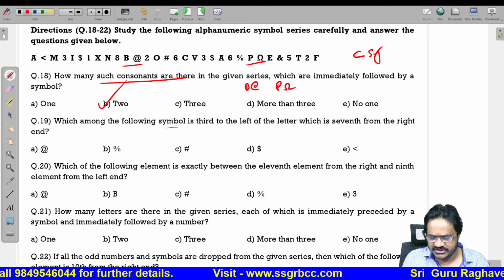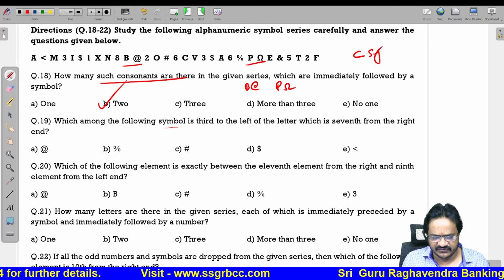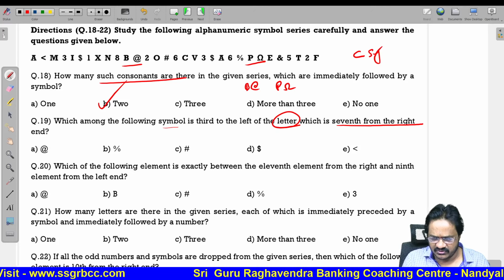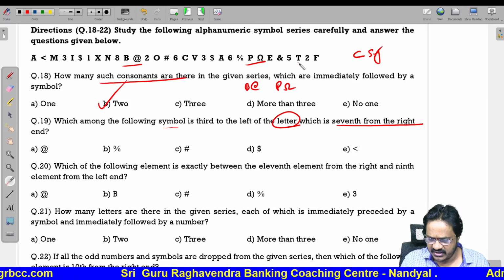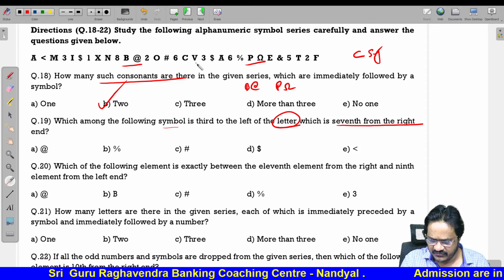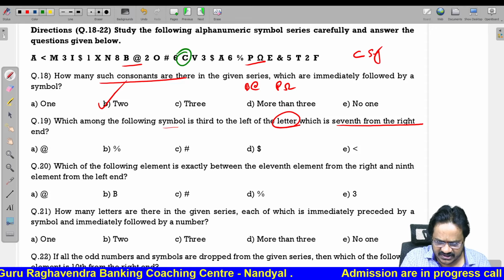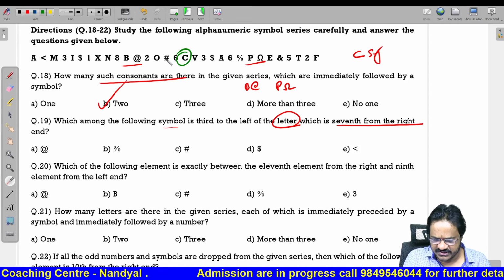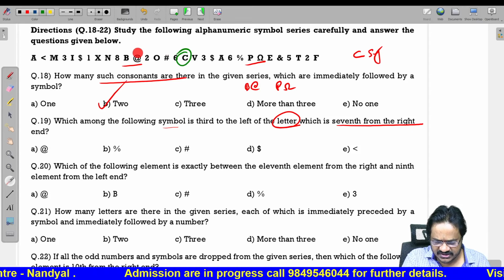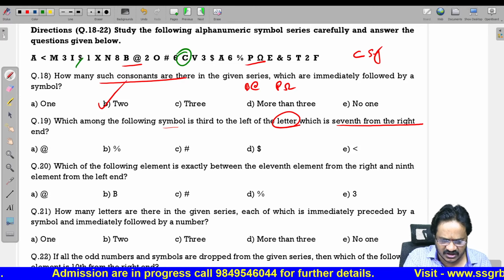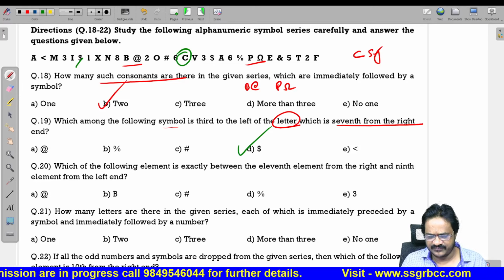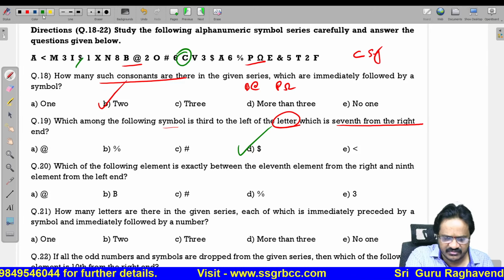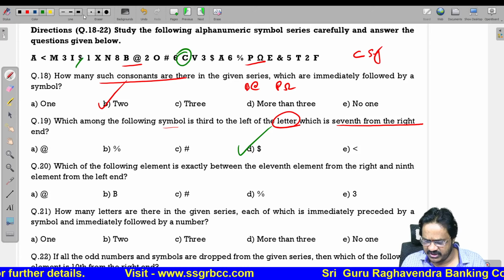Which symbol is third to the left of the letter which is 7th from the right end? So first of all you should see the 7th from the right end, the letter only. We have to take only the letter. See 1, 2, 3, 4, 5, 6, 7. So here we will get C. Third left of C is only symbol. This is the first symbol, this is the second symbol, third symbol is dollar. Dollar is the correct answer. Only dollar.